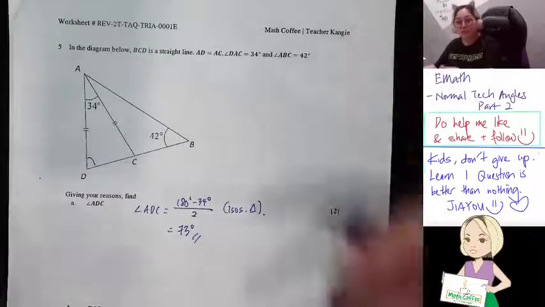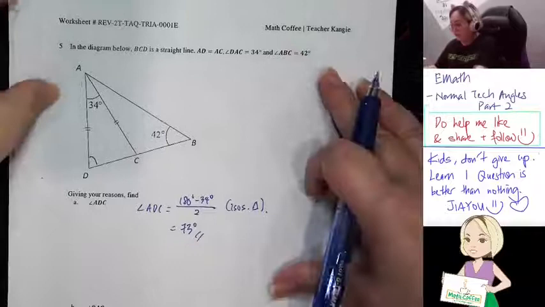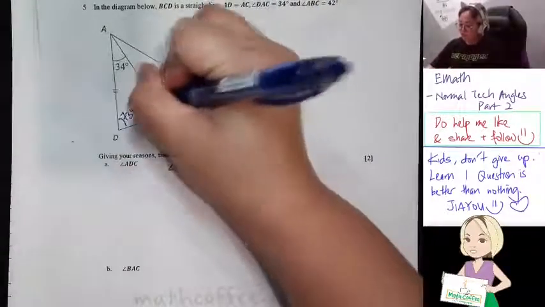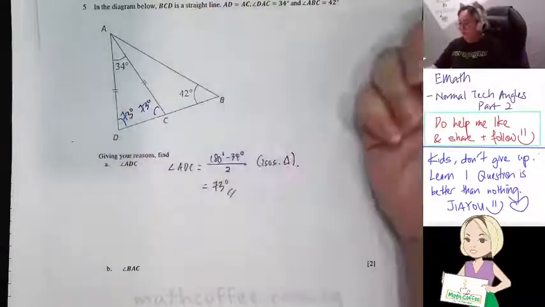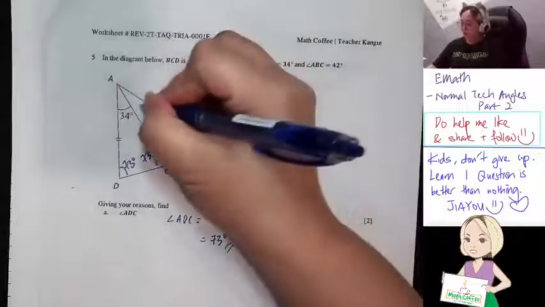Is this for NA or NT? This question is for NT though, but of course, it is still applicable for NA and Express, okay? Okay, let's continue. Update the diagram. This is 73. This side is also 73, because it's isosceles. They want BAC. So, they want this angle over here.